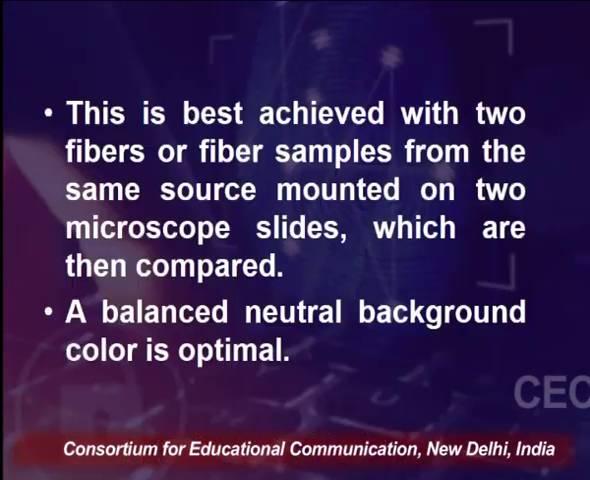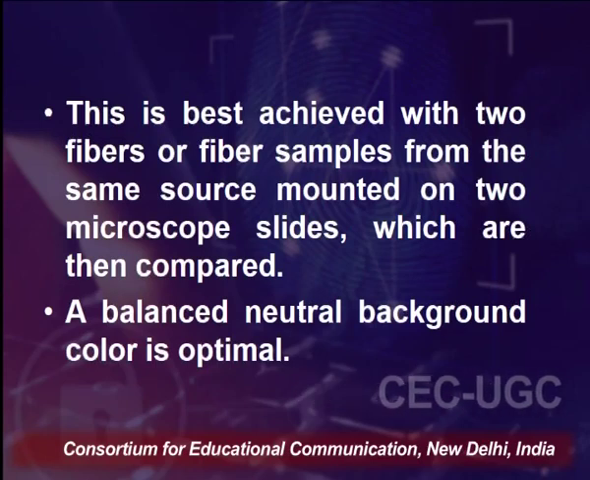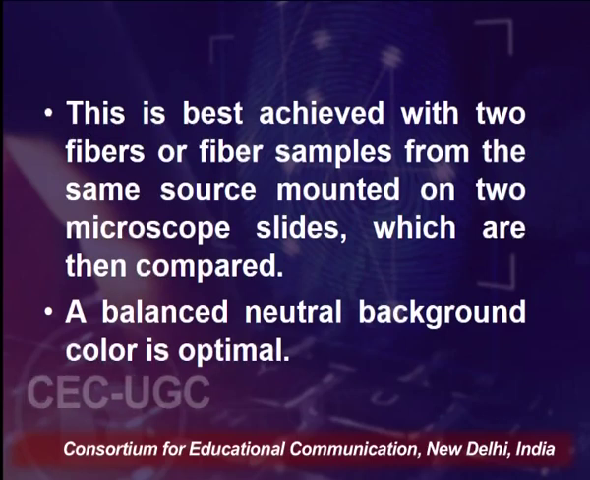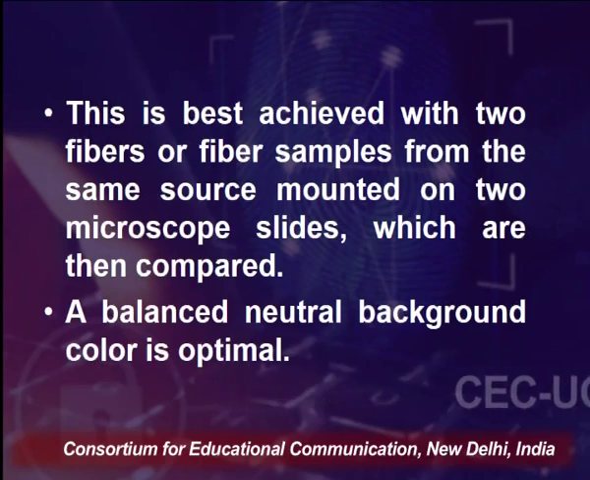In such cases we can also use the comparison microscope, which requires color balancing and various different light sources. This is best achieved with 2 fiber samples from the same source mounted on 2 microscopic slides so that they can be compared directly. We can call this a side to side match. That means we have kept 2 fibers together, one on the left hand side and one on the right hand side, one collected from the crime scene and one from the suspect, and we look at whether under the microscope they appear similar or different.